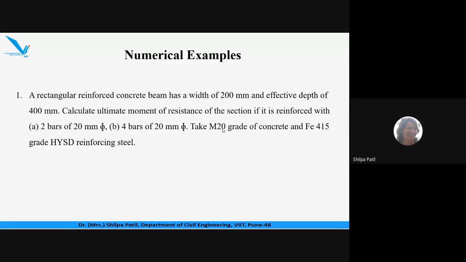What is the description? I am just reading that. A rectangular reinforced concrete beam has a width of 200 mm and an effective depth of 400 mm. Calculate the ultimate moment of resistance of the section if it is reinforced with 2 bars of 20 mm diameter, and in the second case 4 bars of 20 mm diameter. Take M20 grade of concrete and Fe415 grade HYSD reinforcing steel. So just note down these values. Once you finish your writing, please let me know.